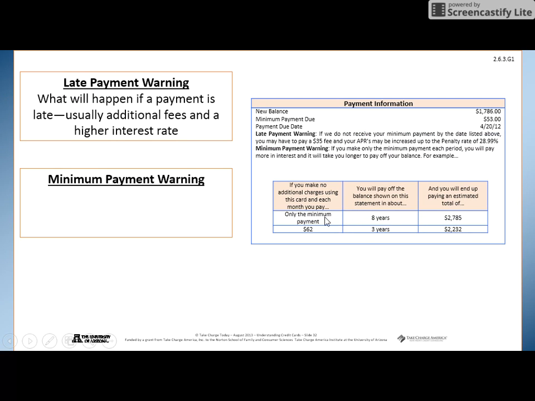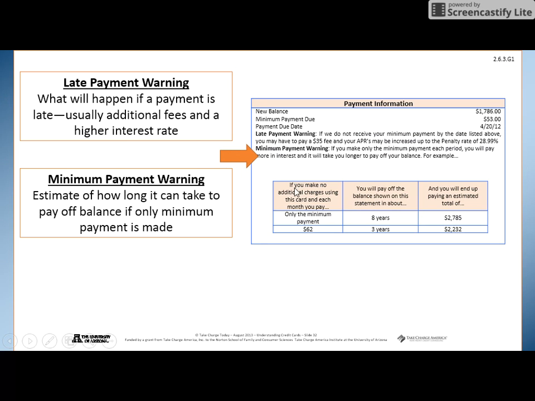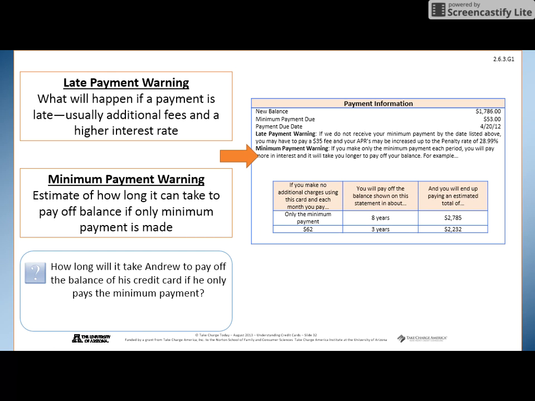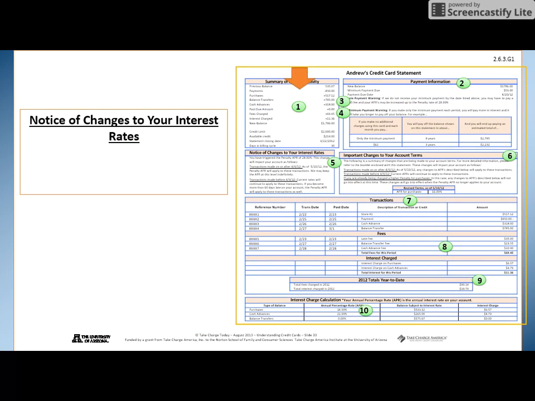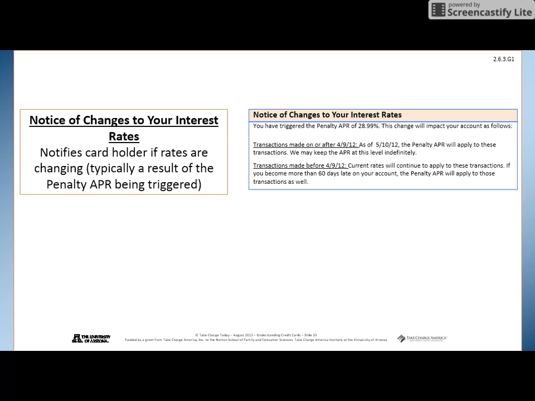So the late payment warning, going back to that, and the minimum payment warning: what will happen if the payment is late? Usually additional fees and a higher interest rate. And then a minimum payment warning is going to estimate how long it'll take to pay off the balance if the minimum payment is made. Notice of changes to your interest rate. This is going to notify the cardholder if interest rates are changing, typically a result of a penalty APR being triggered. So you can see it gives us the actual date too.